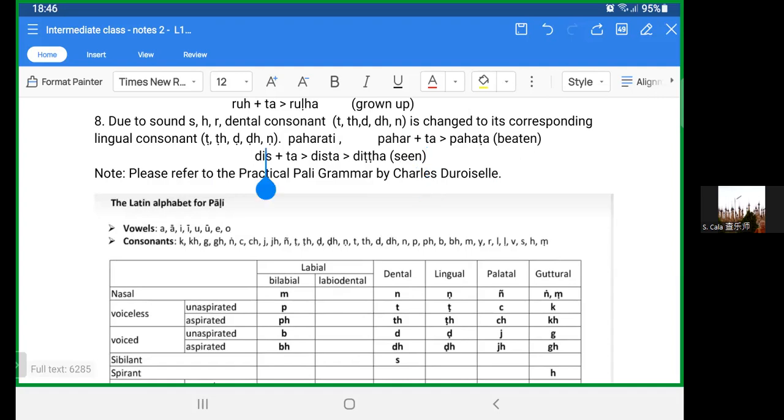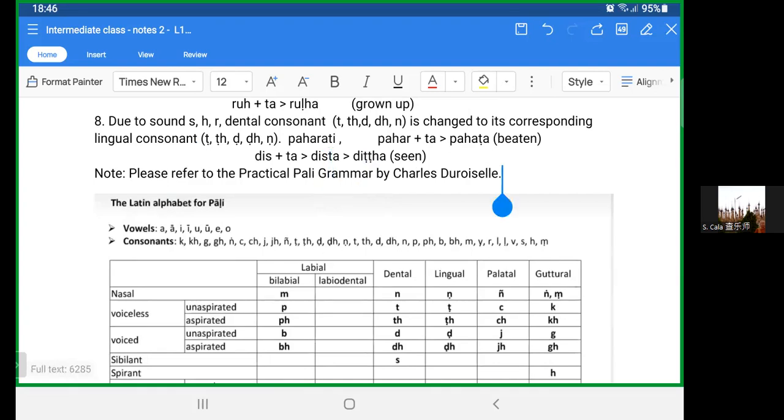For example, this and ta. This is S and T. Then why does everything change to TTH with the lingual? It's because of the influence of this S. Okay, the S is here. Because of the influence of S, then T becomes T dot. Okay, and then T dot becomes TTH dot.